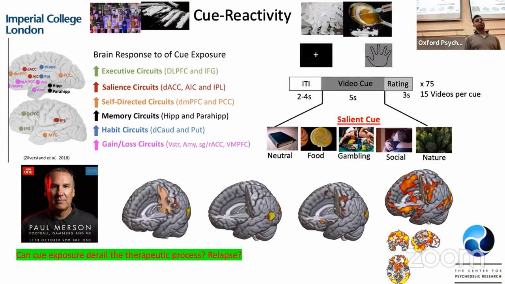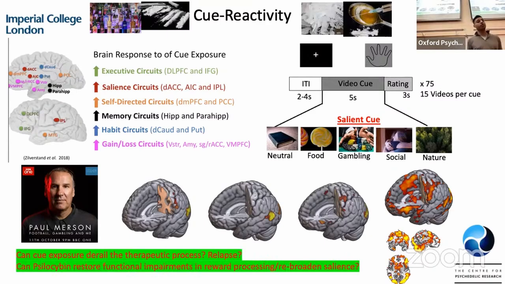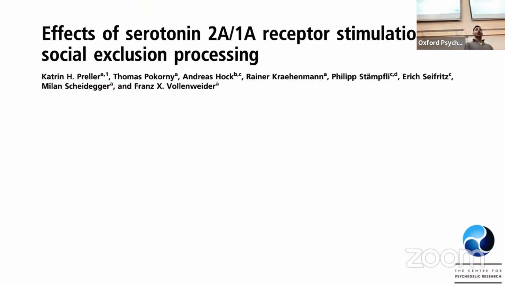So as I mentioned, can cue exposure derail the therapeutic process in an individual? In relation to psychedelics and treatment response, if we use these paradigms after somebody's taken a psychedelic, after the therapy has been involved, we will be able to show whether psilocybin can restore some of these functional impairments of the brain, but we're not necessarily sure whether they can be therapeutic or safe for individuals with considerations to relapse. So what I've discussed is how we can look at the clinical effects of psychedelics in a pre versus post experimental paradigm, but we can also look at the acute effects of psilocybin on the brain, that is, under the influence of psychedelics within a scanner.